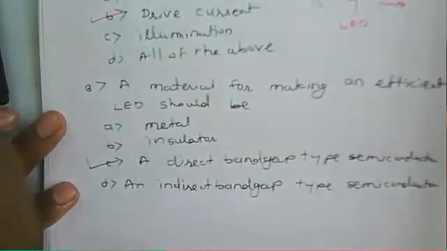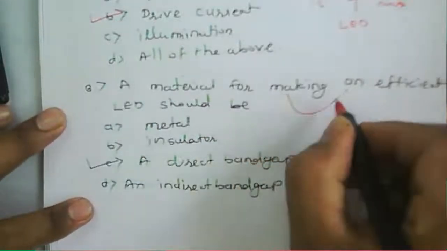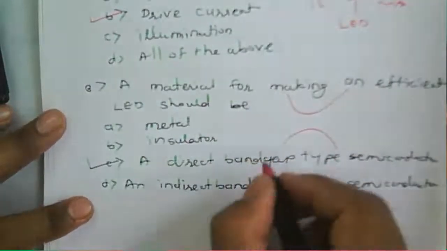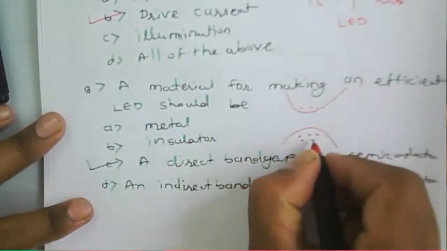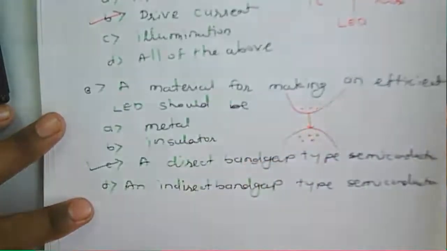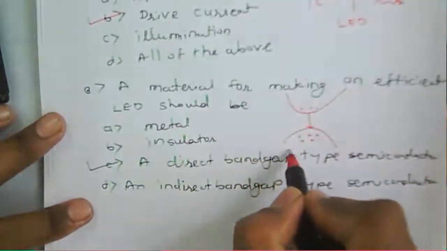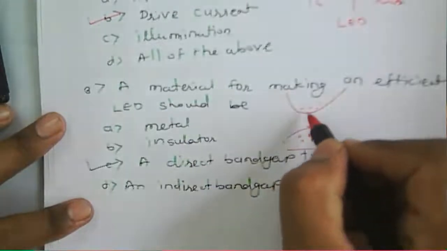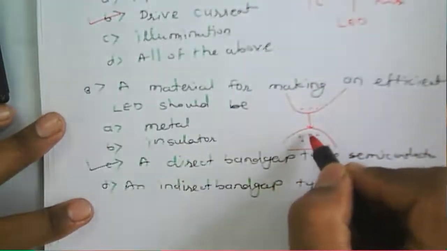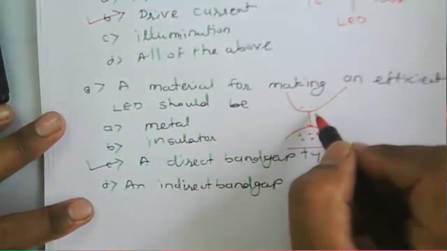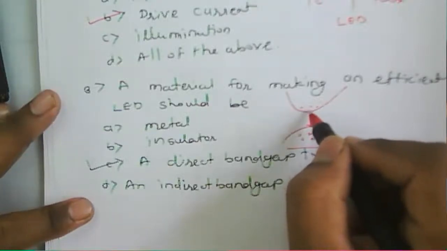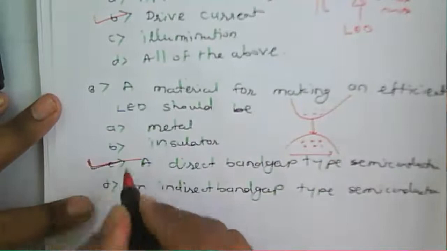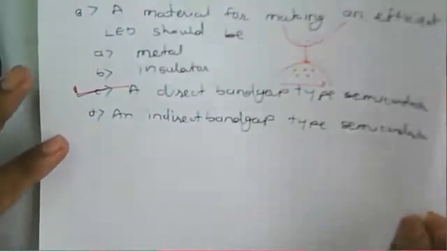Now, if you see a material for making an efficient LED, we require a direct band gap type of material because in the conduction band and the valence band, we have electrons and holes. At that particular momentum, they will directly interact. So the maxima of the valence band and the minimum of the conduction band will be at the same particular position. So that's why the answer is a direct band gap material here.